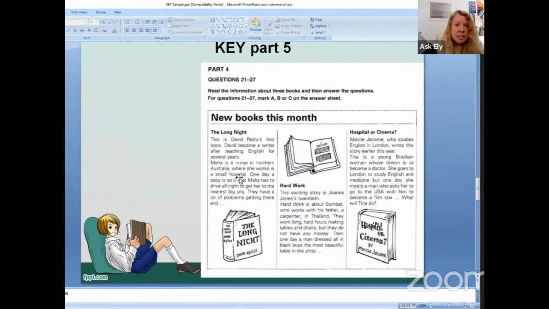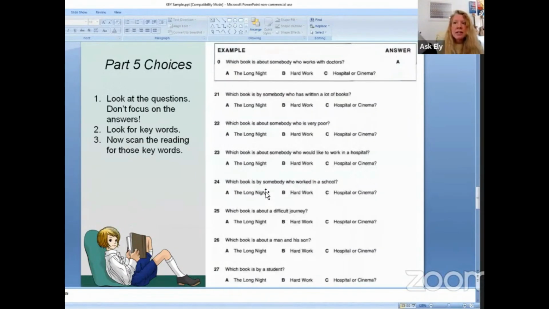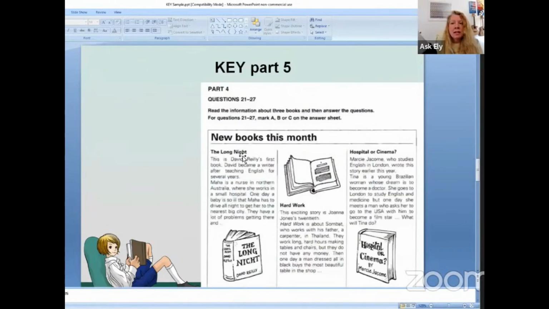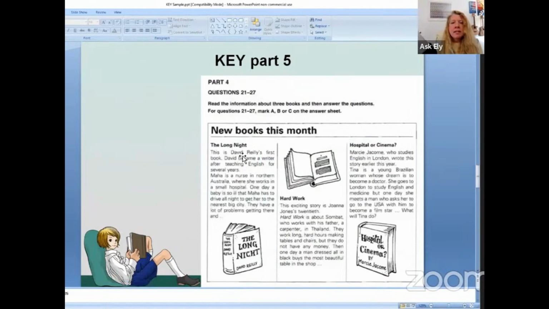She works in a hospital. She must work with doctors. Now let's see if that's the answer. The long night, the long night. See, I didn't have to read all of this, right? I looked for the key words.